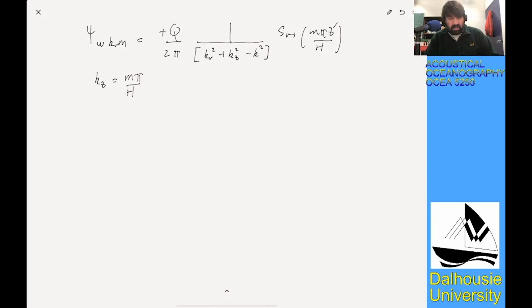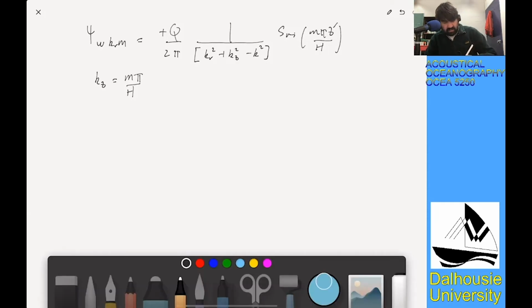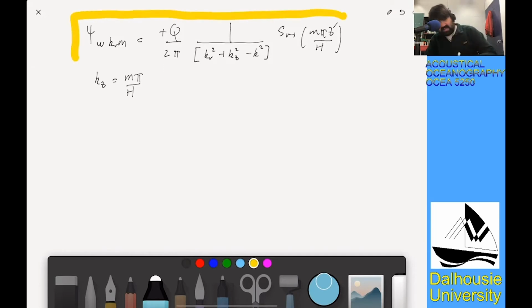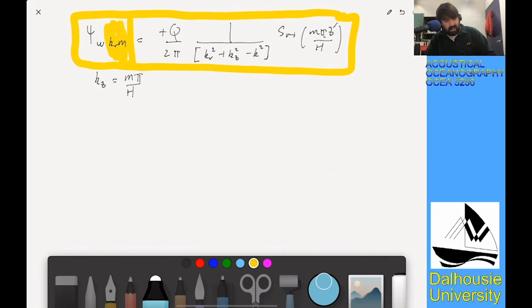And we know what kr is. It's our horizontal wave number, and k, of course, is our wave number. So we solve this algebraic equation. This is our solution. Actually, I think it honestly deserves a box around it, because this is the solution. This is everything we need, right? We have what we wanted to find on the left-hand side, and we have an equation that defines it on the right-hand side, okay?